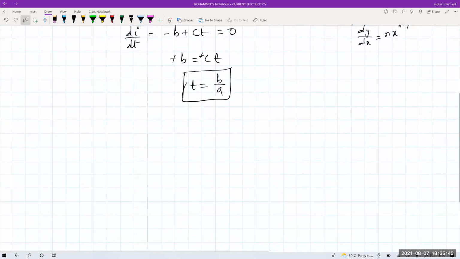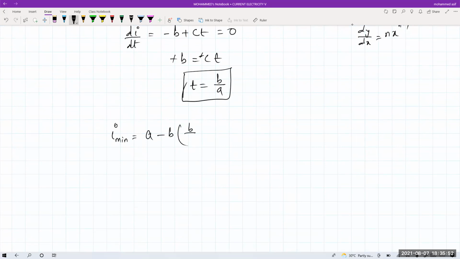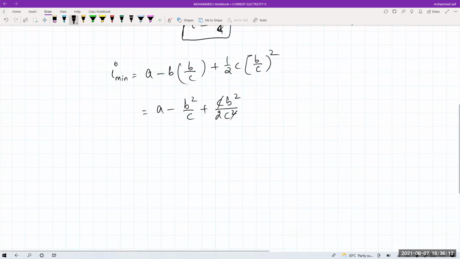So now we need the minimum current. I minimum will be equal to a minus b into t, where the value of t is b by c, plus half into c into b by c whole square. So this will become a minus b square by c plus c into b square divided by 2 into c square.